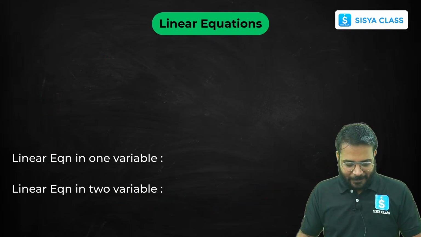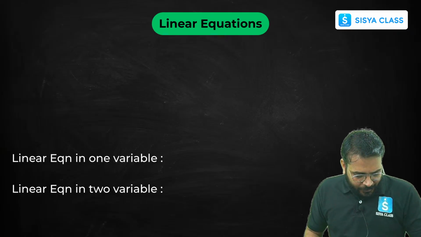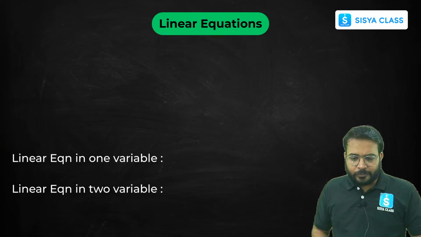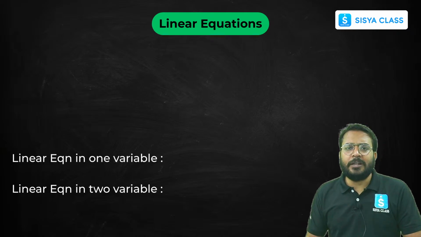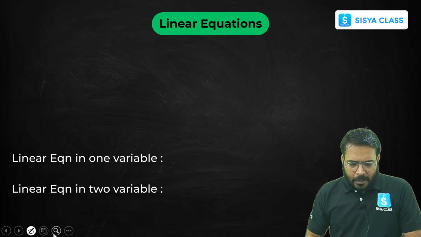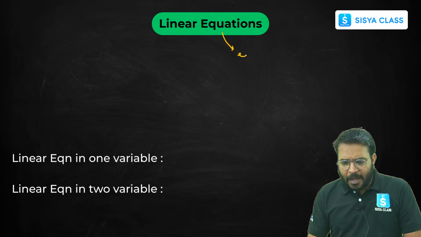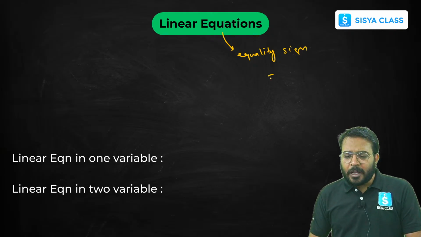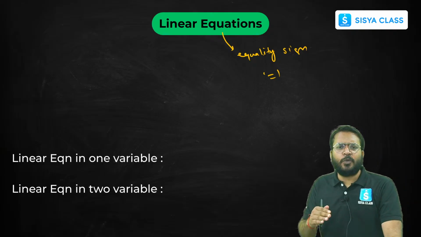Linear equation. What actually is meant by a linear equation? Equation means any algebraic expression which has an equality sign. Equality sign means the equal to sign. If any algebraic expression has an equal to sign, it is called an equation.